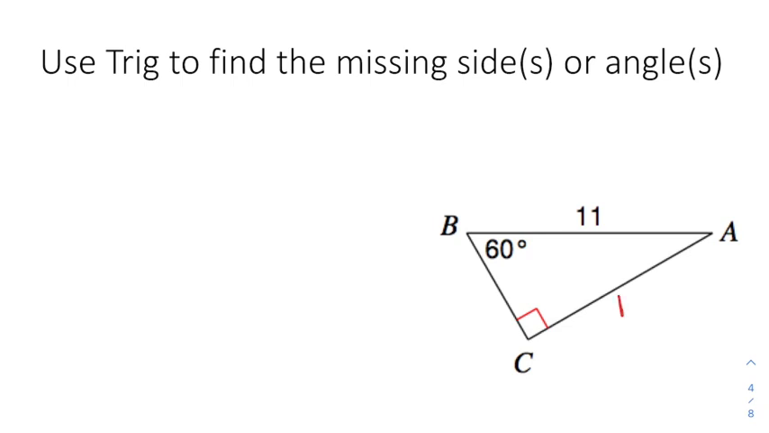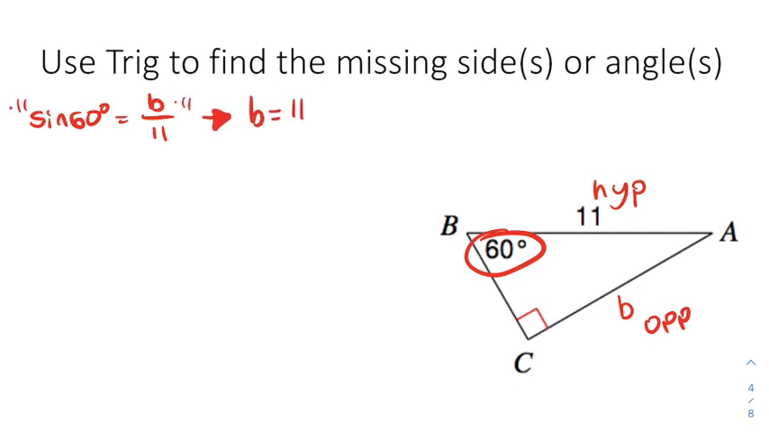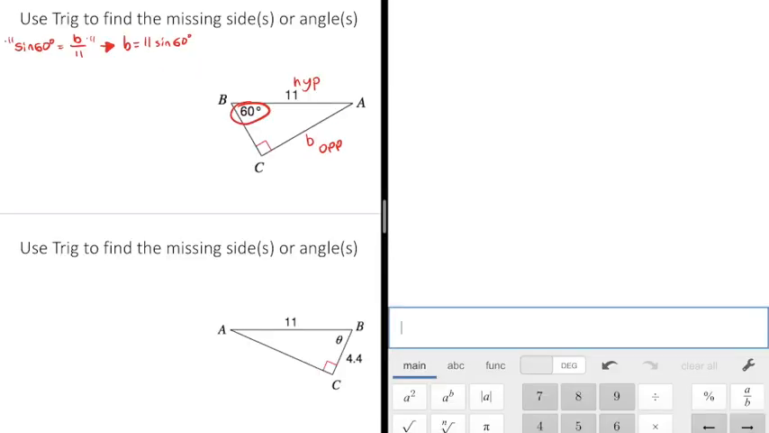To find this side B, we can use the fact that we know the angle. Across from the 90-degree angle, we know the hypotenuse. And opposite our angle, we want to know the opposite side. So with two knowns and one unknown, we can use one of our trig ratios. Since we're dealing with opposite and hypotenuse, we'll be using sine. The sine of our 60-degree angle equals the opposite b over the hypotenuse 11. By multiplying both sides by 11, we know that b equals 11 sine 60. We can use our calculator to figure out what this would be as a decimal, and we get 9.53.